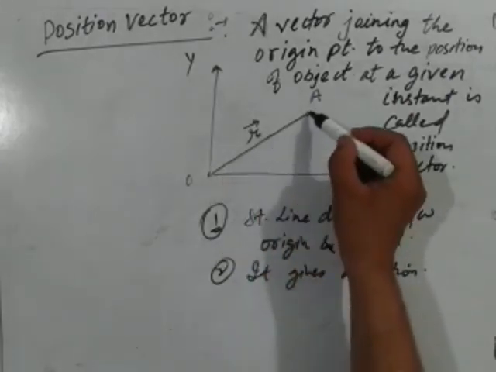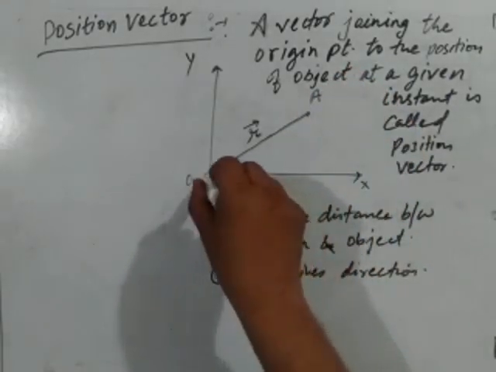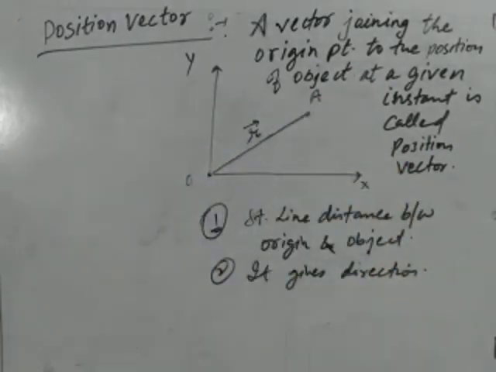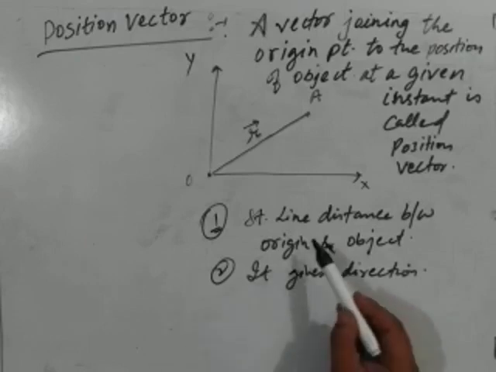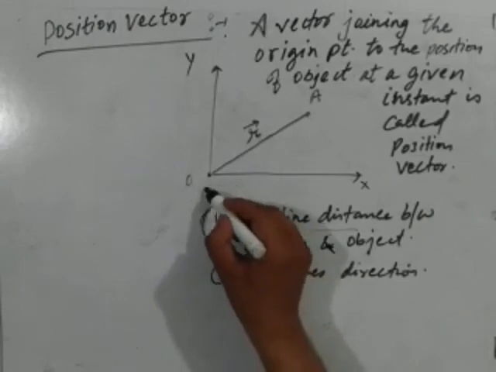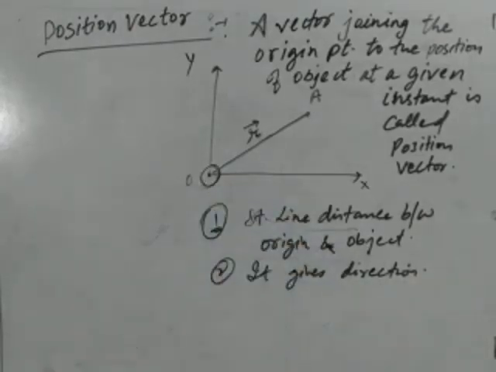A vector joining a point and the origin point is called the position vector. So it gives us two things. It gives the straight line distance between these two ends, and it gives the direction of the object with respect to the origin.